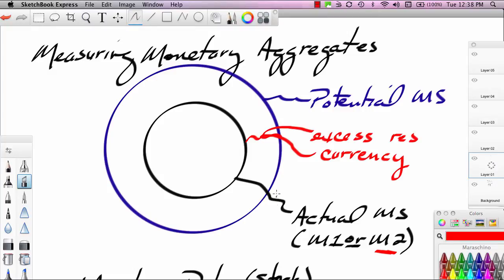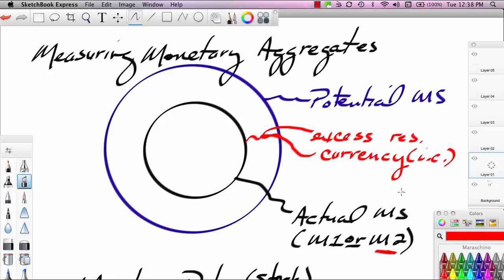All right, so the actual money supply, what the government actually measures, is always less than what it can potentially be. Why? Because banks hold excess reserves and people hold currency. And this, of course, is currency in circulation. By the way, when we say currency in circulation, let me just put a little IC after that to remind us of that.